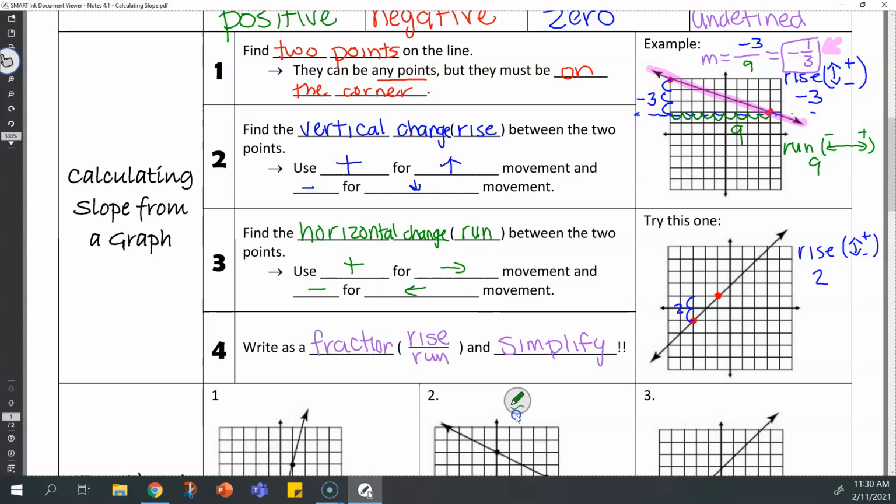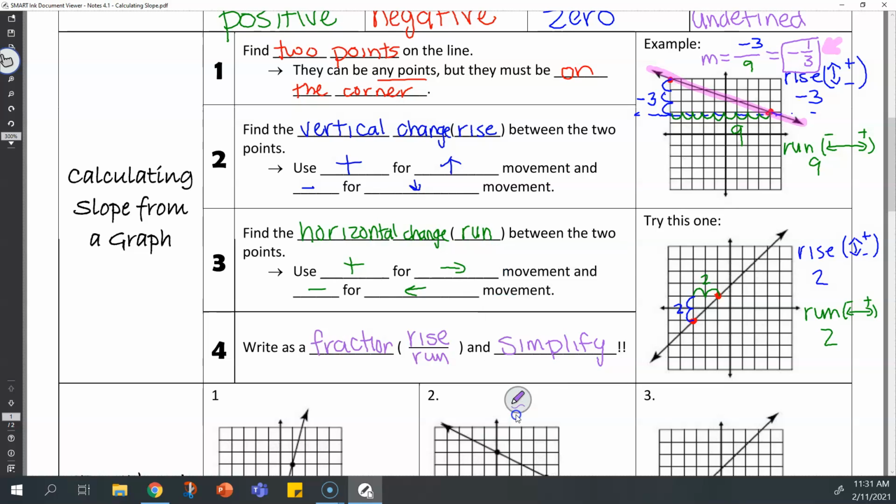Then I'm going to find my run. How do I move from side to side? Remember, if I go to the left, I want to use a negative number. If I go to the right, I want to use a positive number. So from here, I'm going to go 1, 2 to the right, which is a positive 2. So my run is positive 2.